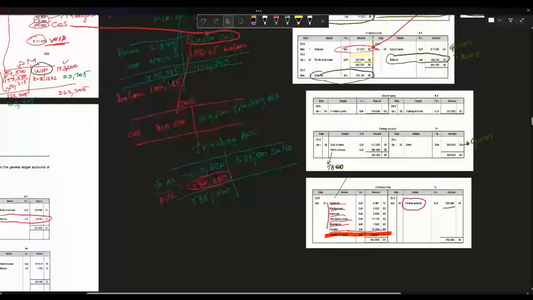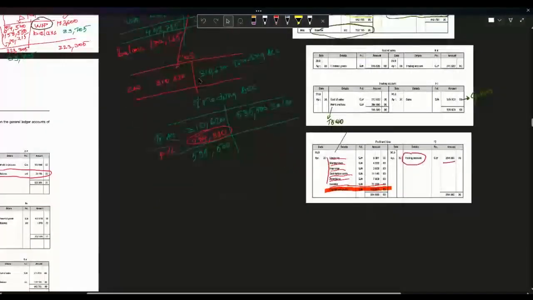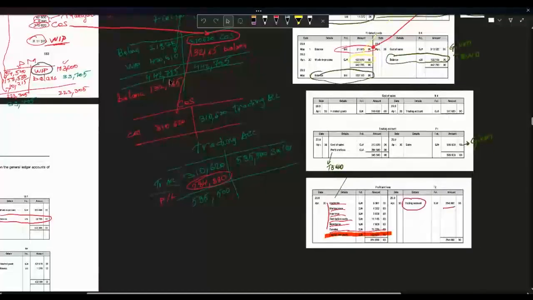That's the only thing. So I'm giving you an indication of what is given and what is to be worked out. So you take what is given and you work out the unknown, right? And so we have a profit, right?